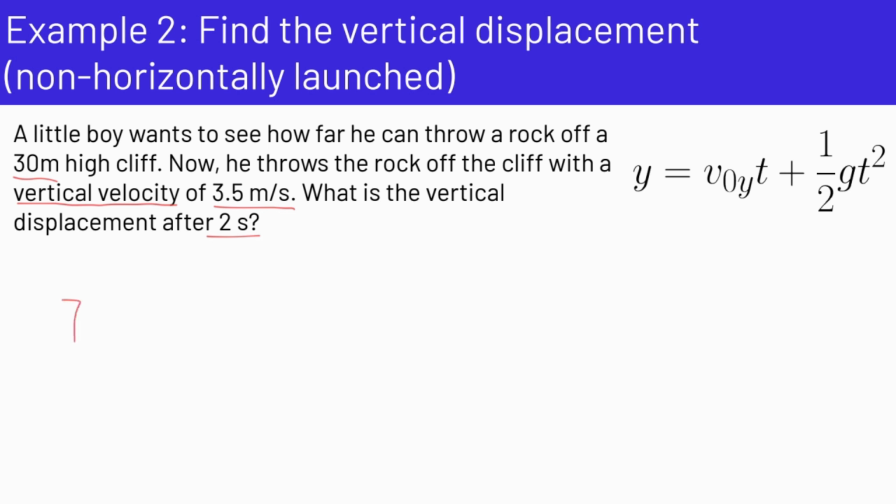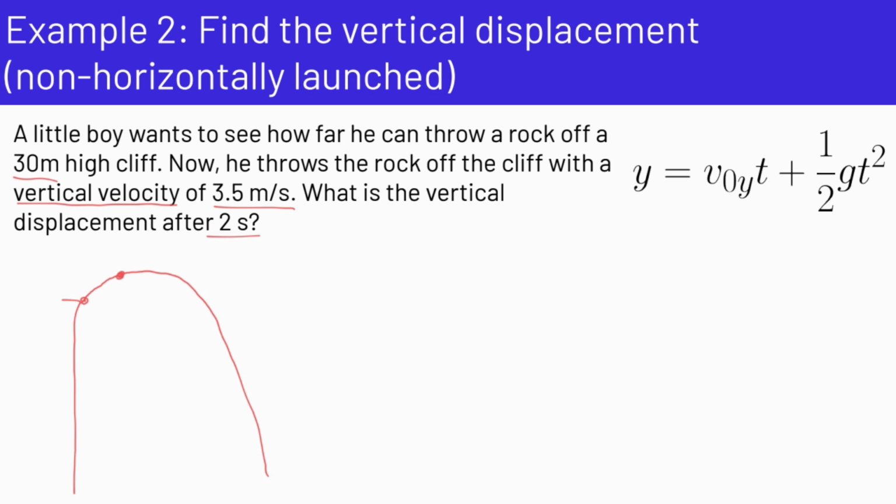So let's draw a diagram here. Now instead of throwing the rock off the cliff with no vertical velocity, he's going to throw it off with a vertical velocity. So the projectile is going to take a trajectory that looks something like that. So we want to know what's the position after 2 seconds.